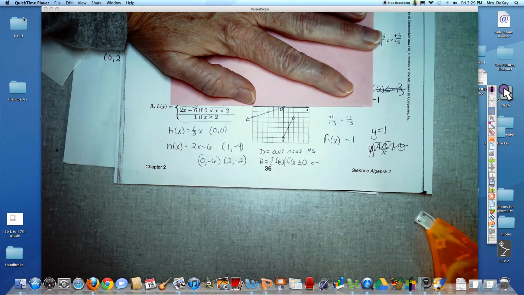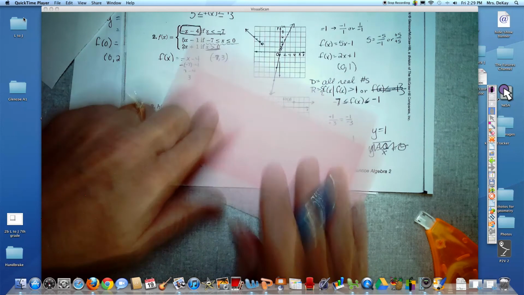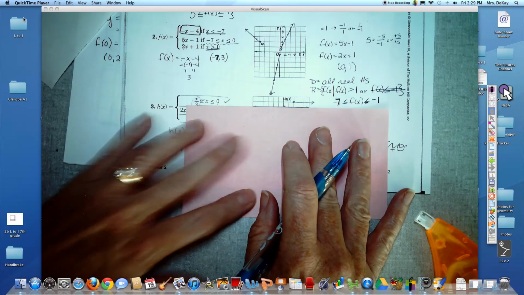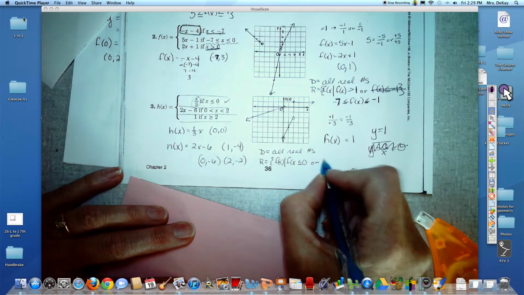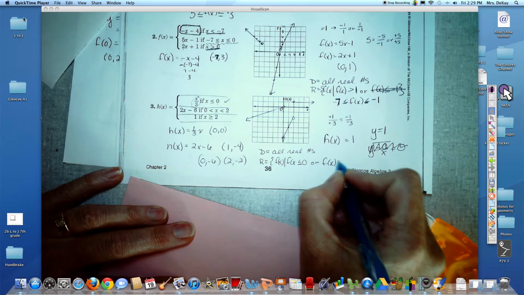Or think about it this way, guys. What are your y values on the top of the graph? 1. If there's only one value, y can only equal 1, nothing else is graphed, right? So it's f of x equals 1.